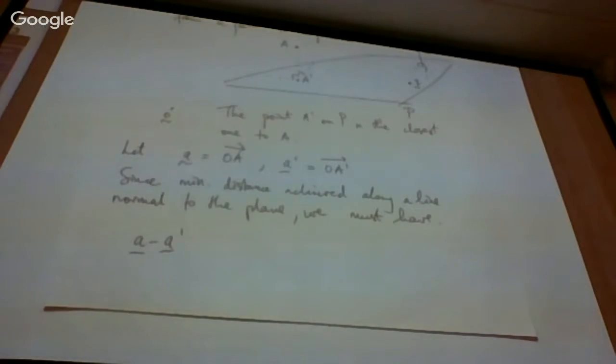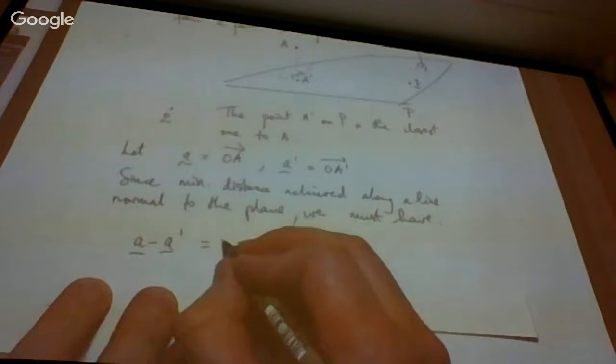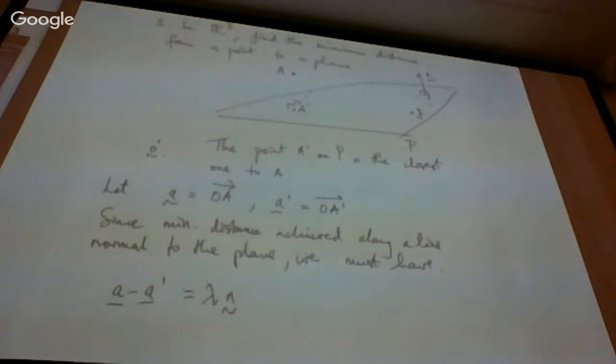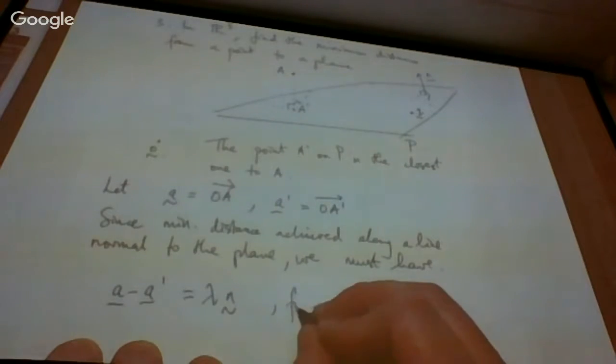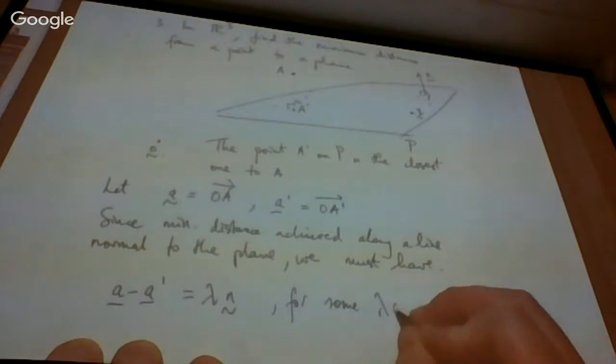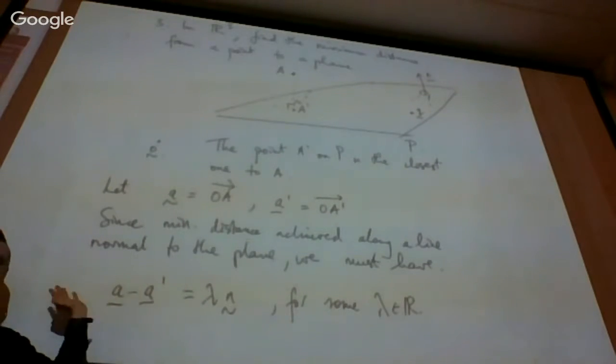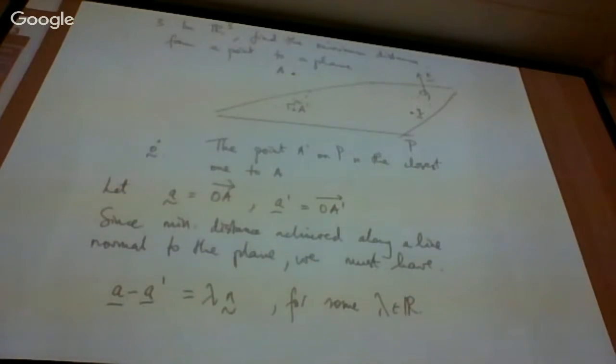This must be perpendicular to the plane, or another way of saying that is this must equal lambda times the normal vector n to the plane. It must be in the same direction as the normal vector n, for some scalar lambda. And lambda will be positive or negative depending on whether the normal is pointing to the same side where the point A is, or pointing away from it. It depends whether you use A minus A prime or A prime minus A. That's the meaning of lambda being positive or negative.